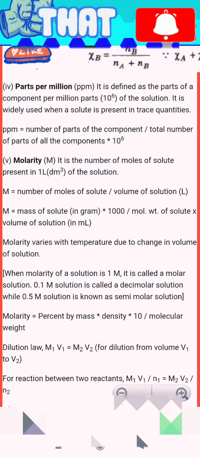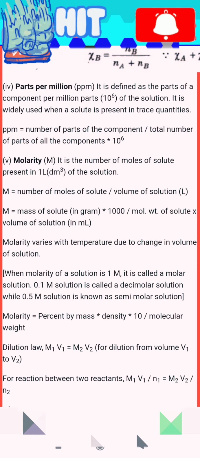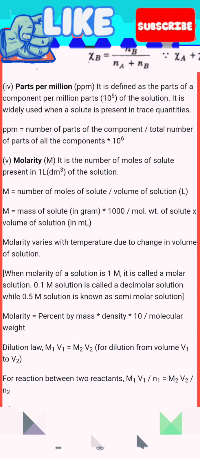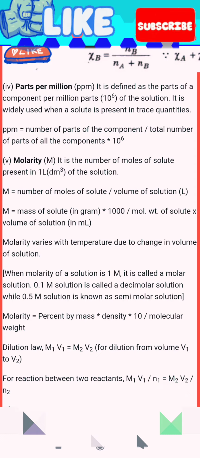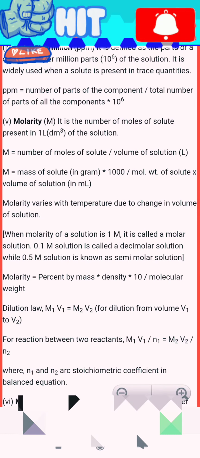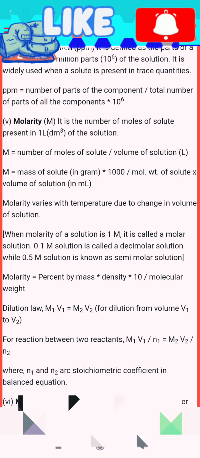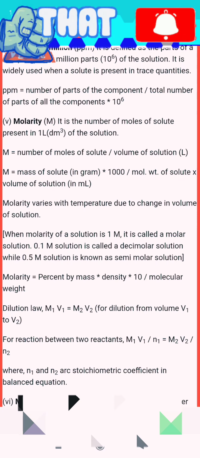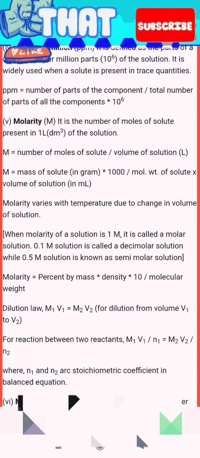Dilution law: M1 V1 equals M2 V2. Here M1 and M2 are the molarities, and V1 and V2 are the volumes. For a reaction between two reactants, M1 V1 upon n1 equals M2 V2 upon n2, where n1 and n2 are the stoichiometric coefficients in the balanced equation, if we have number of moles.